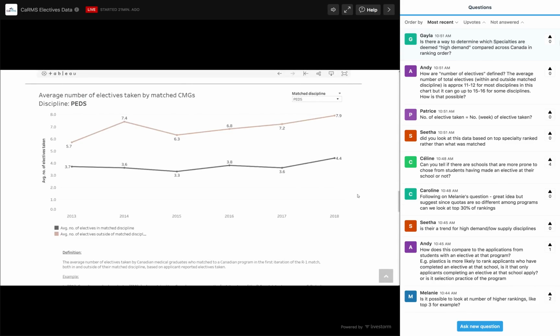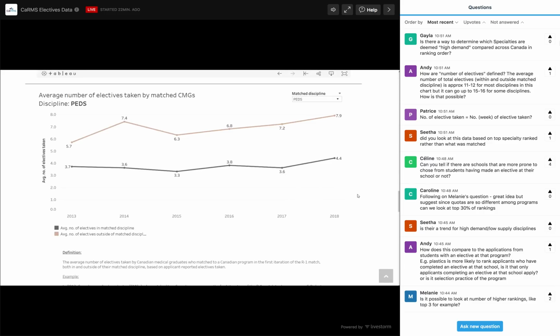Celine is asking, can you tell if there are schools that are more prone to choose students having made an elective at their school or not? This data is not at the school level, so we have not probed that in any fashion. Did you look at the data based on top specialty ranked rather than what was matched? No, not at this time, but it's an interesting thought. So thanks for that.